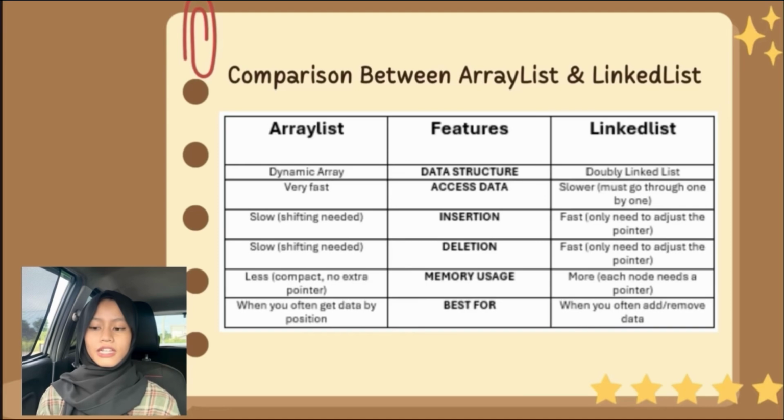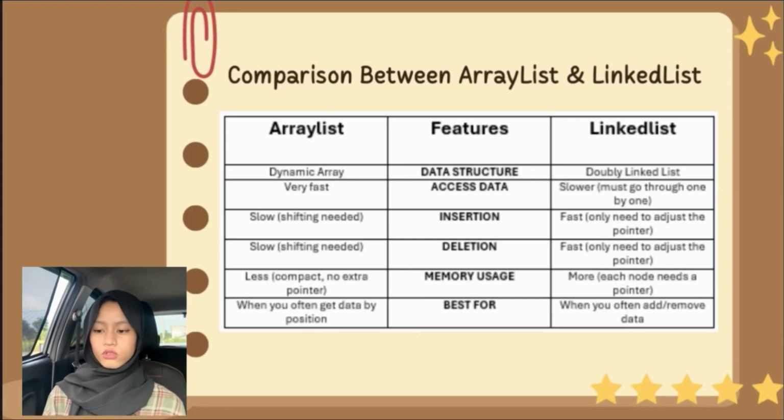The linked list is a collection of nodes, or in this case a doubly linked list, where each node stores data and a reference to the next node. This structure allows faster insertion and deletion because we just need to change the pointer. However, accessing the data is slower because we must traverse node by node. For memory usage, we need more memory because each node needs a pointer. Array list is best when you often get data by position, but the linked list is best when you often need to add or remove data.